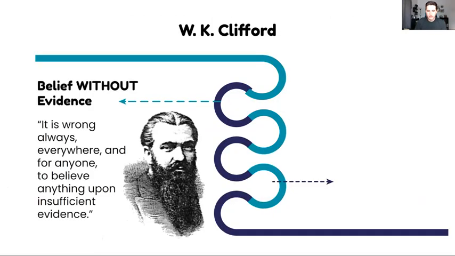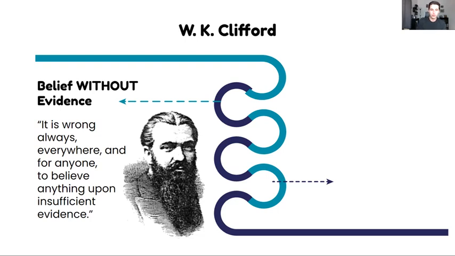The other thing that is brought up in this text, this chapter, is the view known as evidentialism. And this is a philosophical position that we could talk in a lot more detail about in a different kind of class. But some philosophers, like W.K. Clifford, famous 19th century philosopher, said famously that it is wrong always, everywhere, and for anyone to believe anything upon insufficient evidence. So Clifford here ties the ethics, the right or wrong of believing in something, with evidence, that it's actually wrong for someone to believe in something that they don't have evidence for.